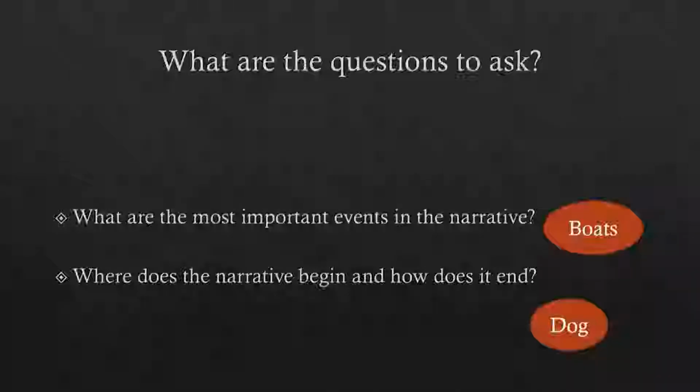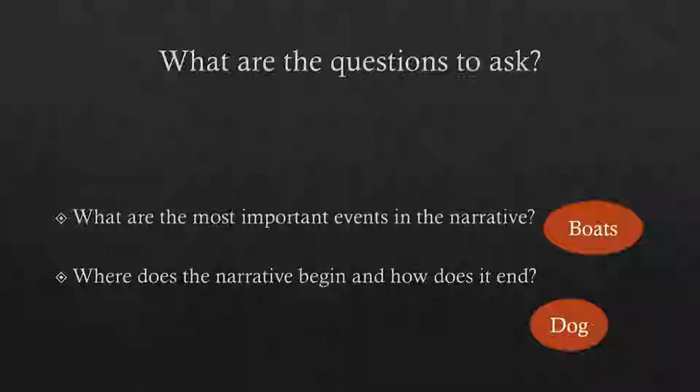Now, we need to ask a set of questions about a particular narrative. These are some of the most important questions that a reader can ask, such as what are the most important events in the narrative? If we ask this question to the story that we read for this week, "The Flood," one answer could be the boats. The appearance of the boats are some of the important events in the narrative. It brings in anticipation and it brings in disappointment for the central character of the dog.